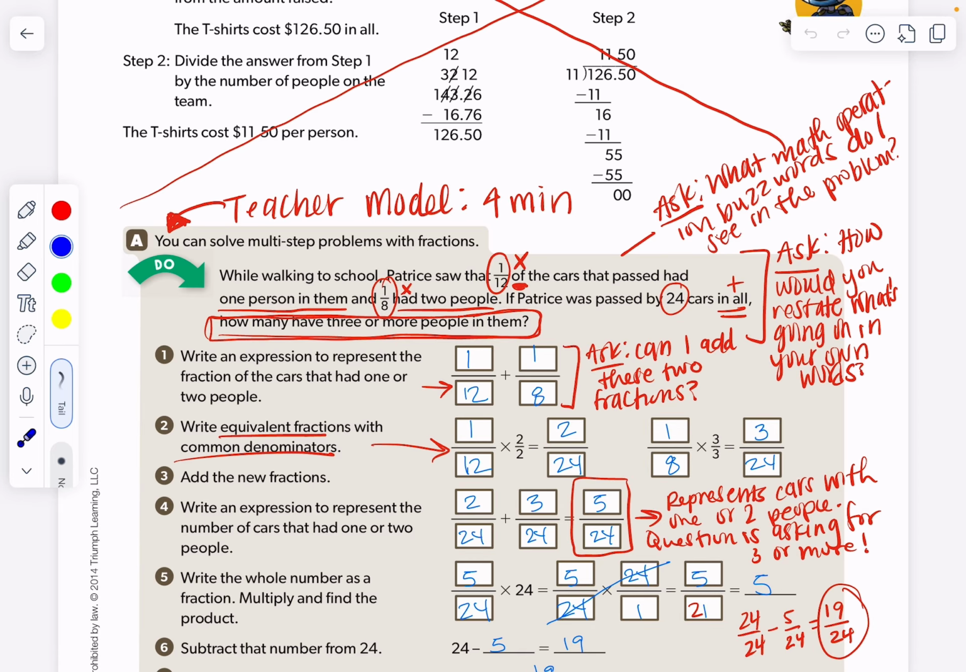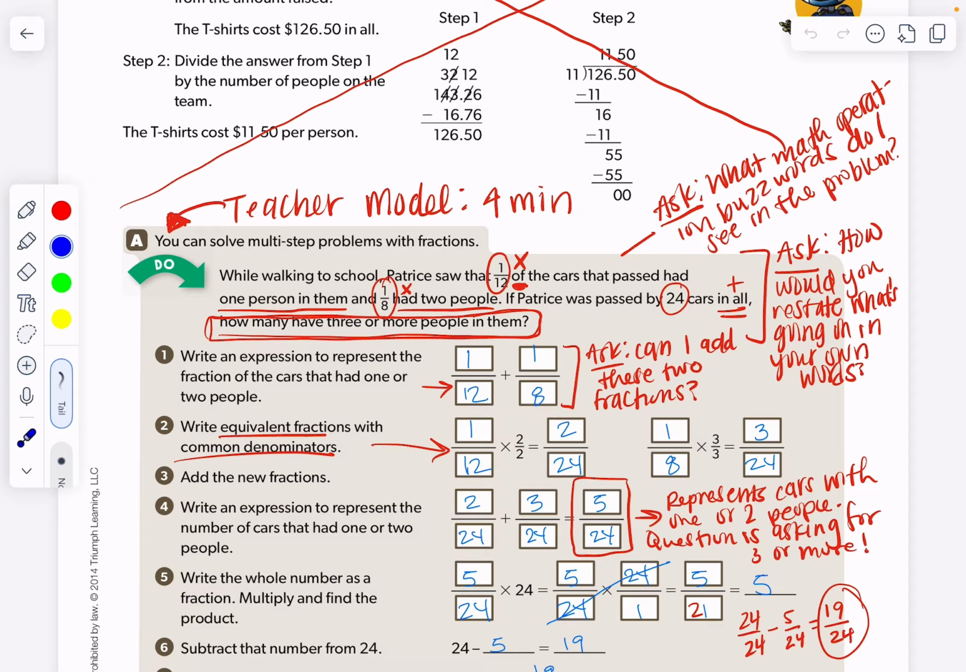So the first question that you might want to ask students is, how would you restate what's going on in this problem in your own words? You might even ask them to restate it without using the specific numbers. So students might say, well, there are 24 cars in all. Some of them passed by Patrice. They had one person in them. Another couple passed by Patrice. They had two people in them. What we need to figure out is how many cars passed Patrice that have 3 or more people in them, right? That's the bulk of what we're doing today.